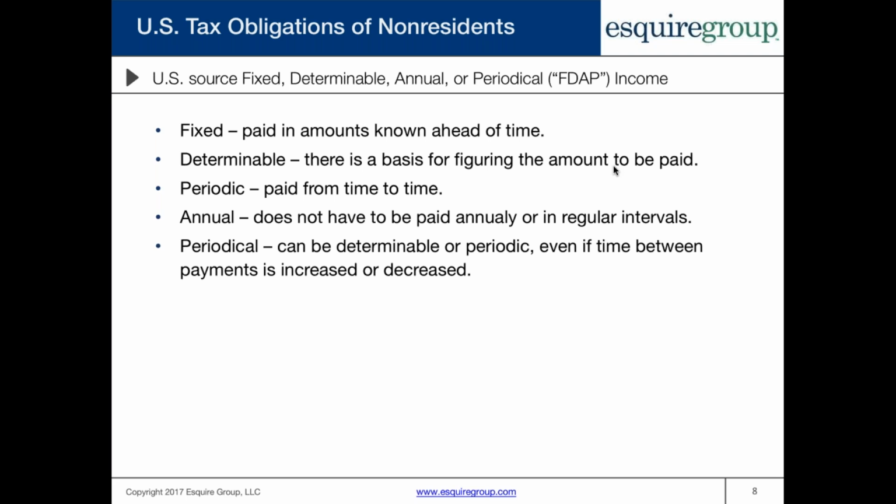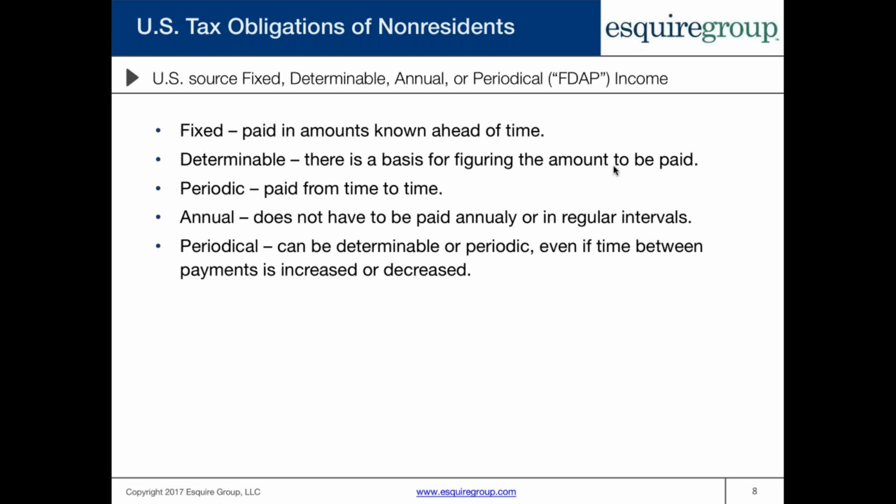So the next category of income that could trigger a filing requirement for a non-resident alien is what's known as FDAP income, as mentioned before. FDAP stands for Fixed Determinable Annual or Periodical Income. Fixed means that it's paid in amounts that are known ahead of time. A perfect example of this would be a royalty for licensing a trademark, where you pay a certain amount of revenue.